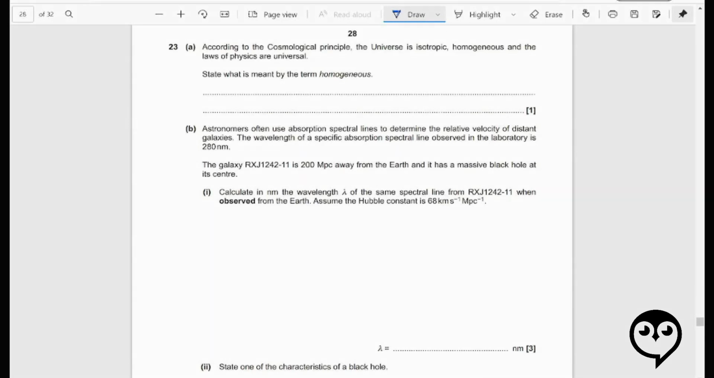According to the cosmological principle, the universe is isotropic, homogeneous, and laws of physics are universal. What does homogeneous mean? Homogeneous is something which is the same all throughout, like if you have a glass of milk or something like that, okay? Everything is evenly distributed throughout the universe. That's what that means, all right?